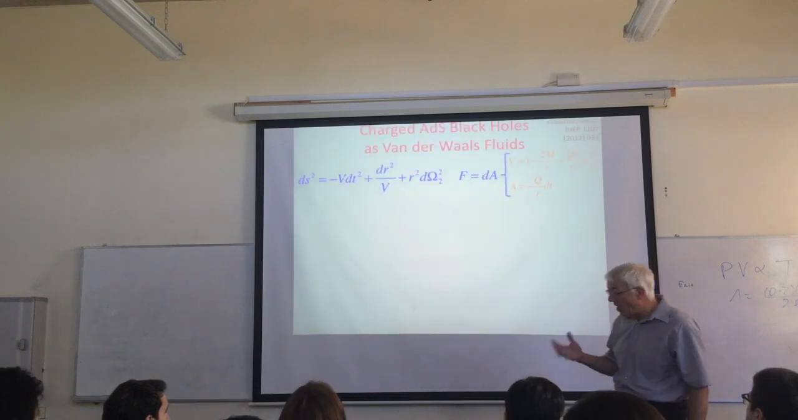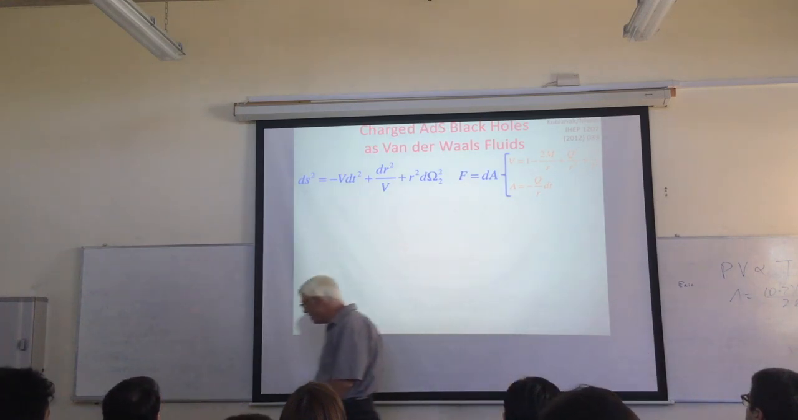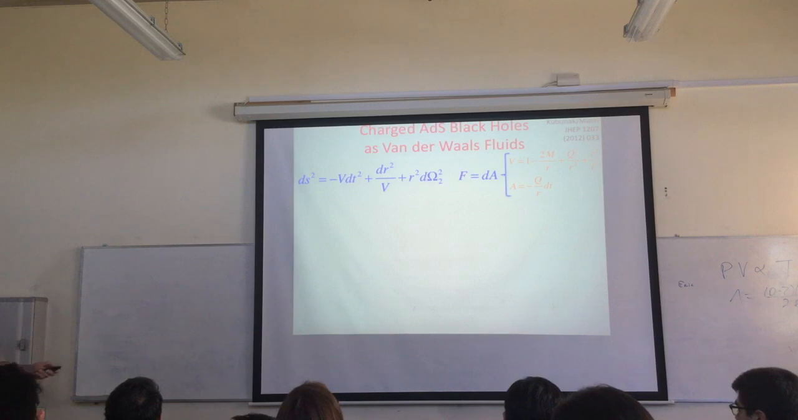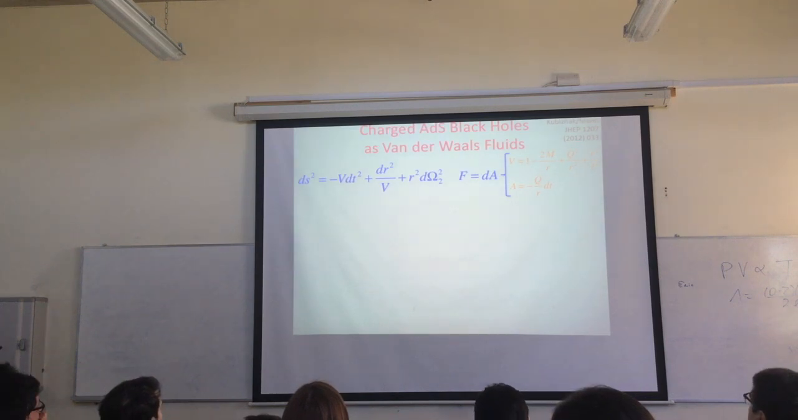So, now let's look at charged AdS black holes. And what we learned is they could be understood as Van der Waals fluids, and that's in this paper here. So here is the spherically symmetric metric for anti de Sitter space, where V is given by this function where you now have the charge term and you have a charge potential.